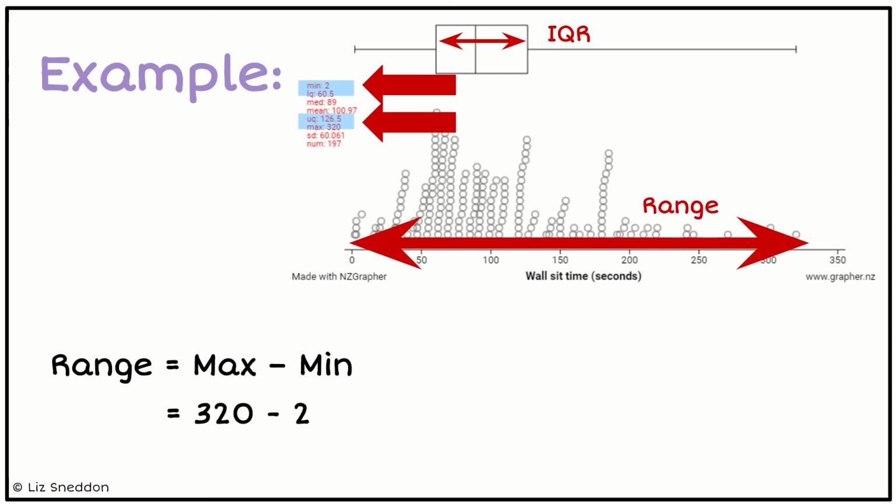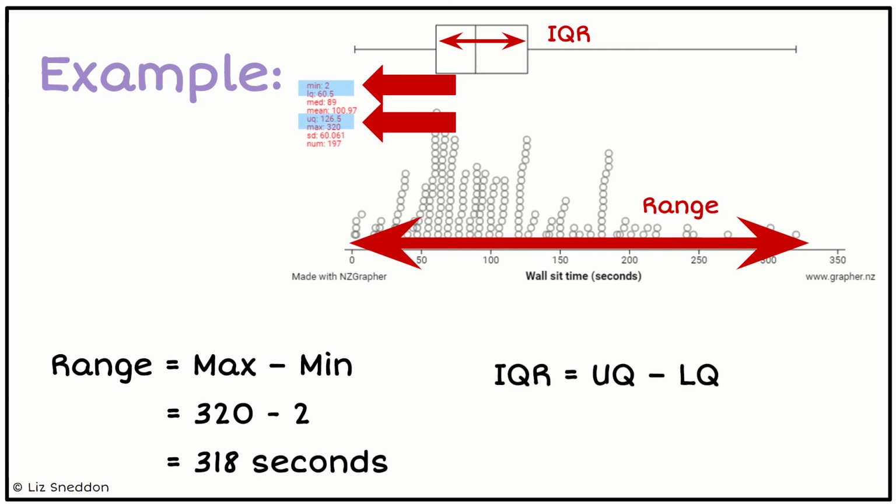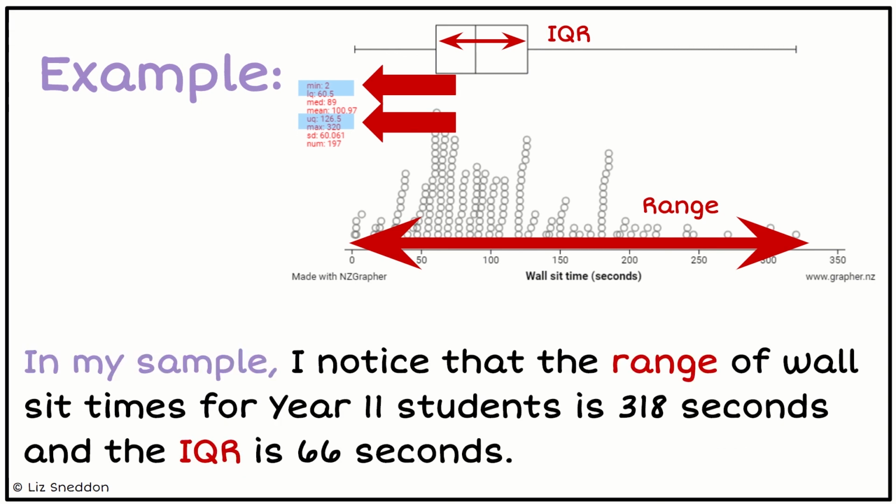So our range, maximum is 320, minus the minimum, which is 2, gives us a range of 318 seconds. Our interquartile range, upper quartile of 126.5, minus the lower quartile of 60.5, and that gives us an interquartile range of 66 seconds. So when we write that in a sentence, we're going to say, in my sample, I notice the range of all sit times for Year 11 students is 318 seconds, and the interquartile range is 66 seconds.